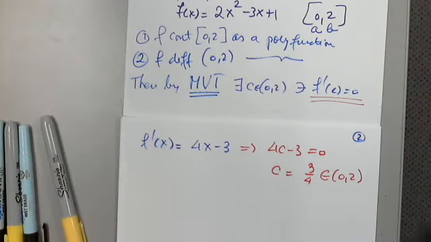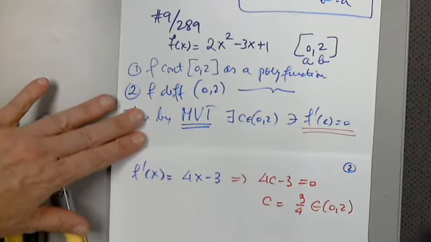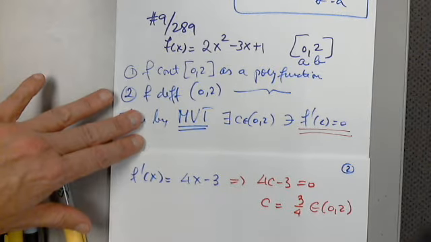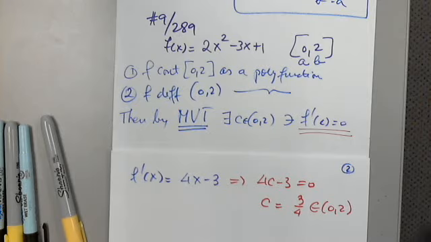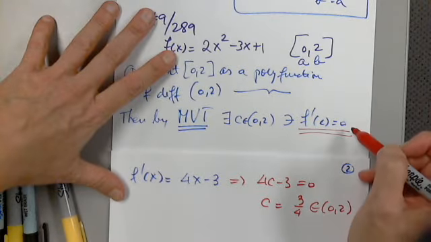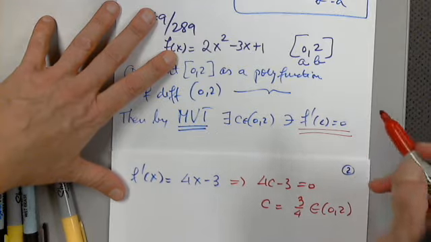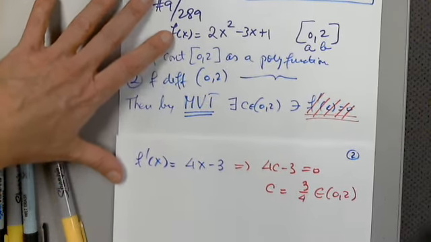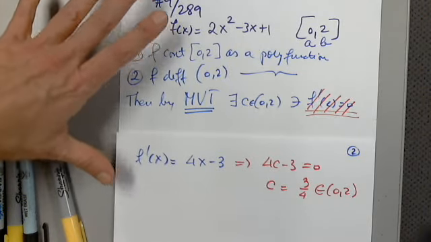Any questions? So you've got by MVT f prime of c equals 0. Isn't it going to be that f prime of c equals the slope of AB? Yes, of course. I was still thinking of Rolle's theorem. Sorry about that. Absolutely. I'm thinking ahead. I shouldn't. Okay.